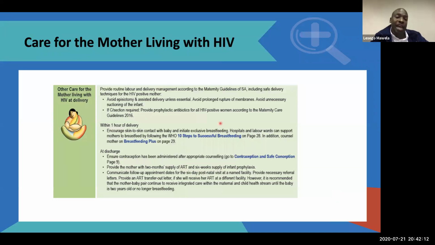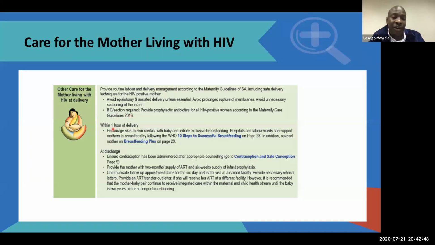So those are the key things. And there are other things we need to do for the mother. For example, we need to care for mothers living with HIV and AIDS by avoiding traumatic and unnecessary procedures, like episiotomies and assisted deliveries, because these procedures can facilitate the mixing of the maternal blood, which might have a high viral load, with the infant. And we must avoid unnecessary suctioning. A cesarean section only if indicated for obstetric reasons, right?